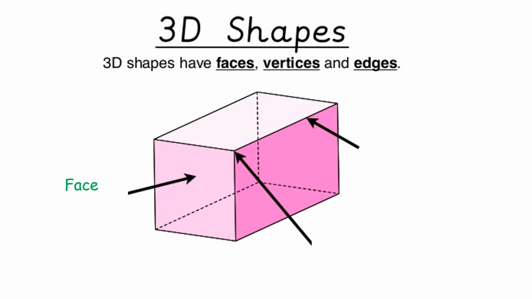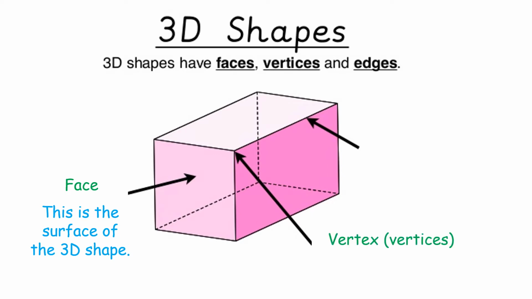First, we have the face. So 3D shapes have faces. Can you remember what faces are? This is the surface of the 3D shape. So faces can sometimes be flat or sometimes they can be curved. Some shapes have curved and flat faces.